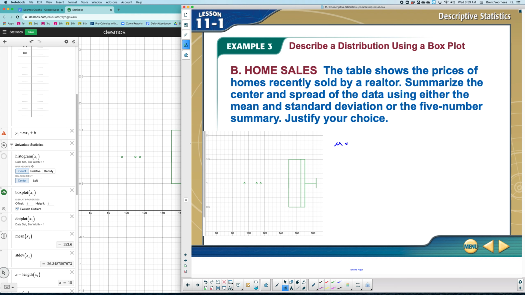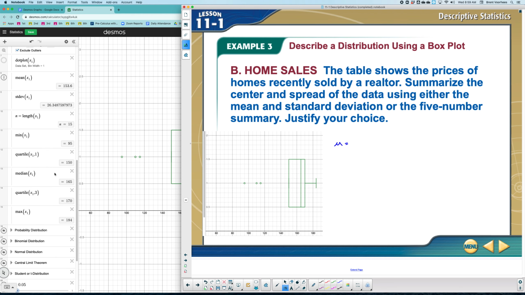So the mean, let me scroll down so we can see them all, is 153.6. I'm not rounding, so I just use the equal sign. The standard deviation, sigma, is approximately 26.3. Now, I would not use these two values, because it's not symmetrical. So what I would use, though, is the 5-number summary, that the minimum is 95.